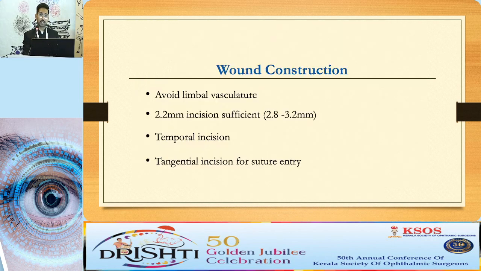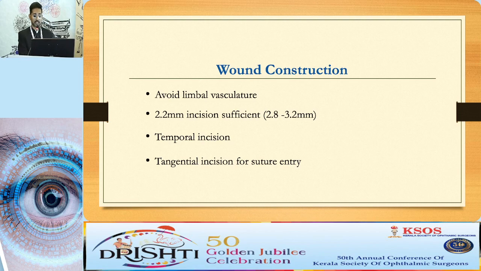Just take in this text now, and when I discuss the video, I will discuss what I actually mean by these. Avoid limbal vasculature. We don't want blood mixing with our visco and impairing the field of visualization. Usually a 2.2 millimeter incision is sufficient to do a standalone procedure, and if you are opting for a 2.8 or 3.2 millimeter cataract surgery, that also is good enough.